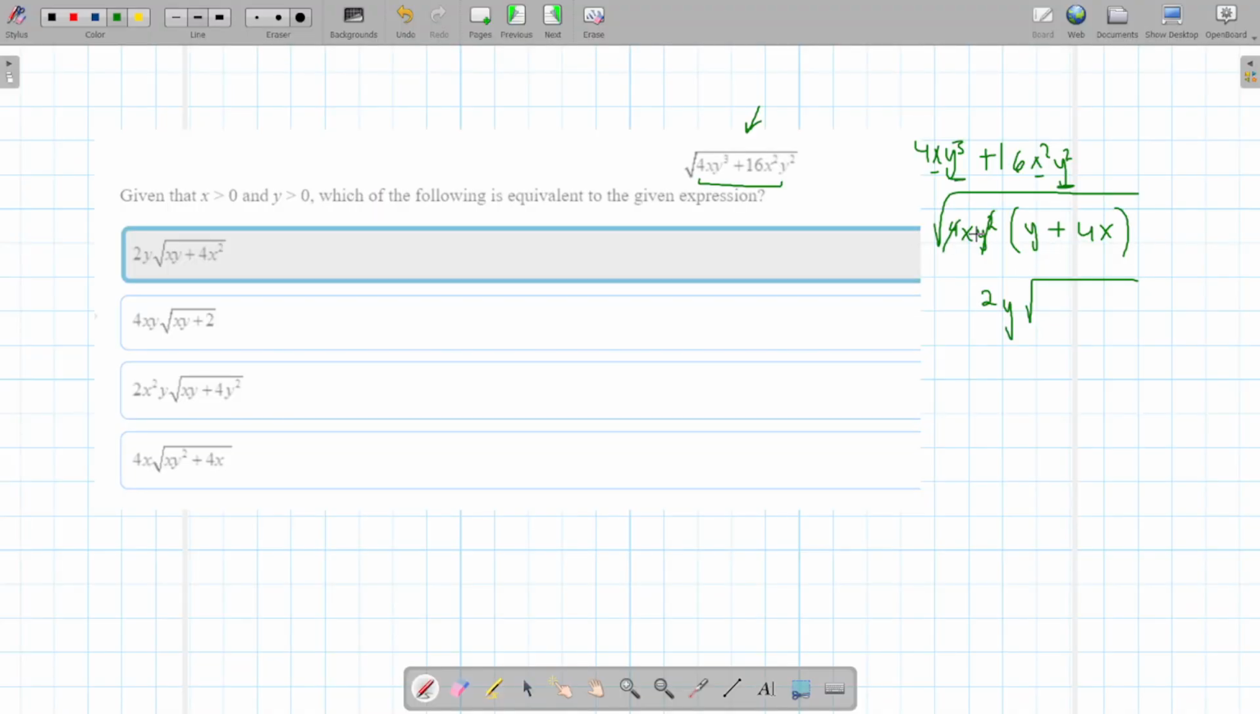It's going to be 4, we took it out. Y squared, we took it out. Came to y. We are left with x and y plus 4x. This is the same as distributing the x inside, to get 2y radical. X times y is xy. X times 4x is 4x squared. So that's it, that's the answer: 2y radical xy plus 4x squared.